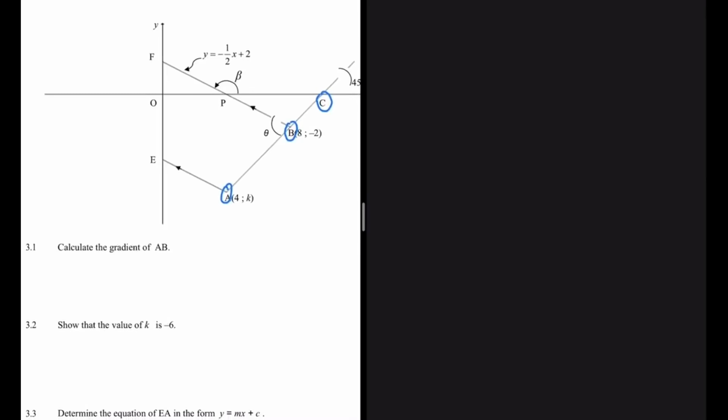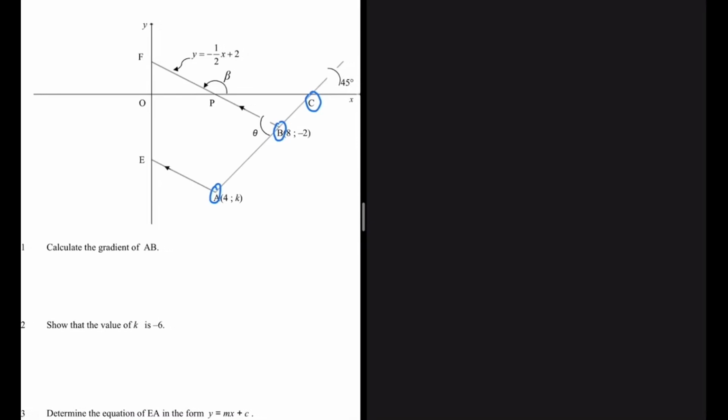3.1 says calculate the gradient of AB. So here's AB here, we have point A here and point B here, and then the line goes on until point C. But then we don't have coordinates for point A, so we cannot use m of AB is equals to y2 minus y1 divided by x2 minus x1. We also don't have coordinates of C. But then we have the angle of inclination of line ABC, right?